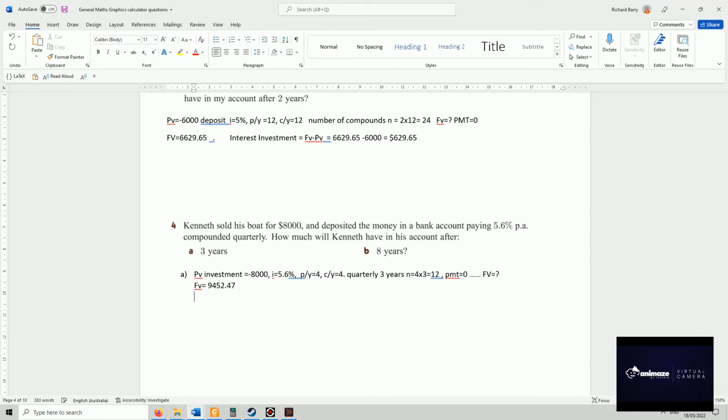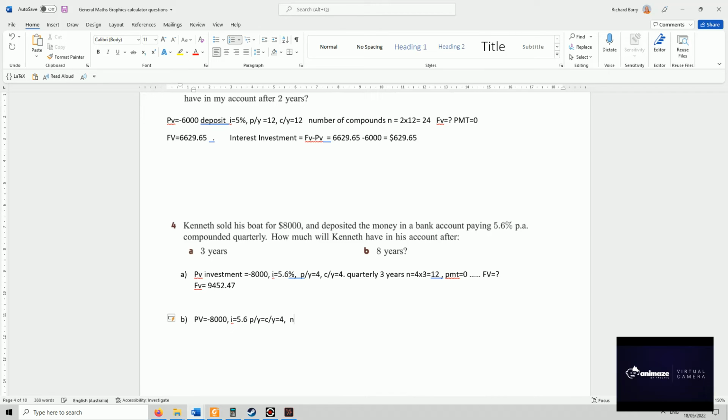Now, to go for part B. Yes, don't we love Microsoft Word. Okay, PV. This is setting up the same problem, basically. There's my investment. I equals 5.6. P/Y equals C/Y, compounded quarterly. This is the same as your K if you were using the formula. 4 times a year, quarterly.